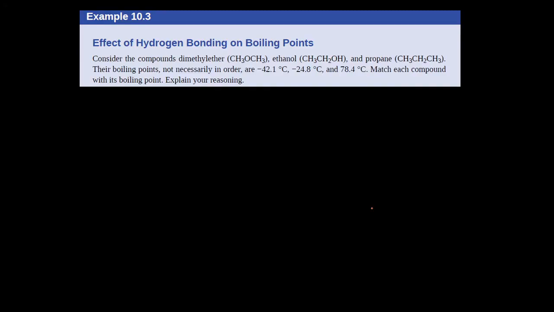All right, so let's look at a question here. Consider the compounds dimethyl ether, ethanol, and propane. Their boiling points, not necessarily in order, are -42, -24, and 78. Match each compound with its boiling point and explain your reasoning.